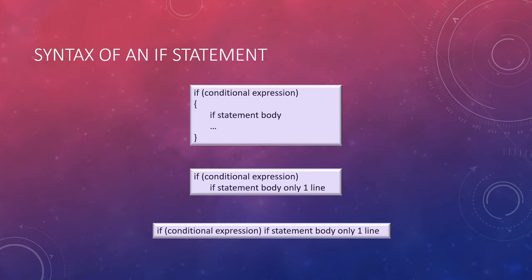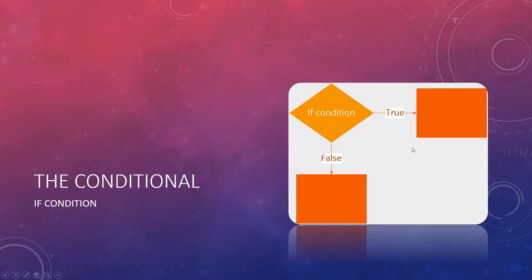We have an alternative syntax, which allows us to eliminate the opening and closing curly braces if we only have one statement, one line of code in our if statement body. Along those same lines, if we only have one line of code in our if statement body, we can actually put that line of code on the same line as our if statement. Highly discouraged, but it is possible.